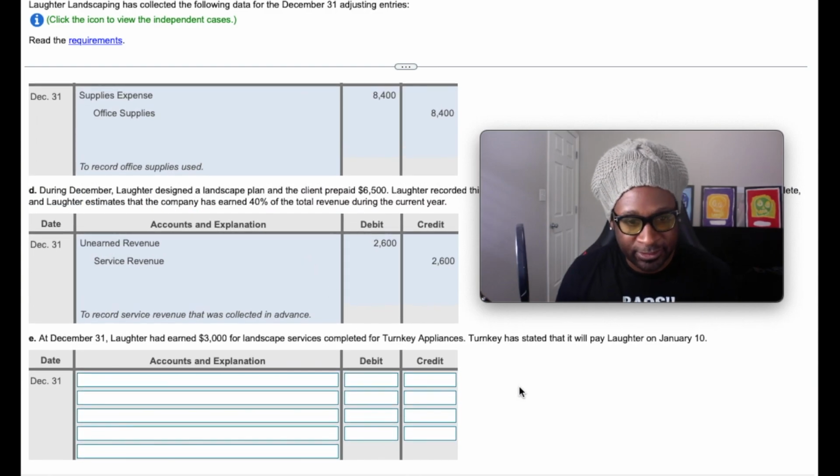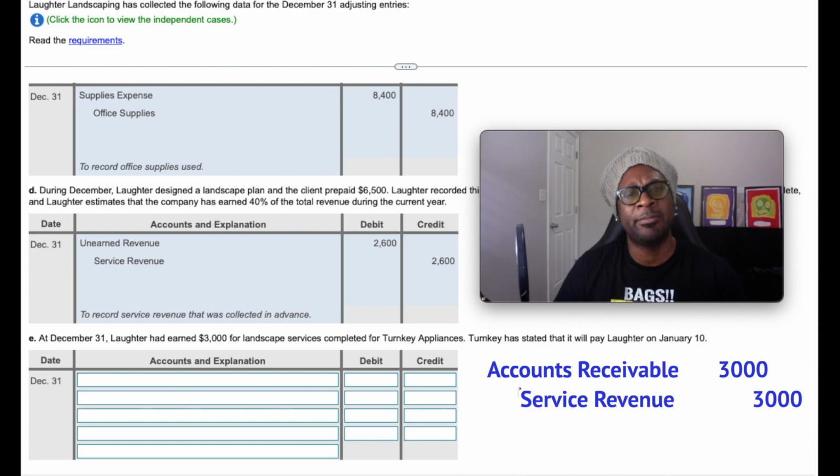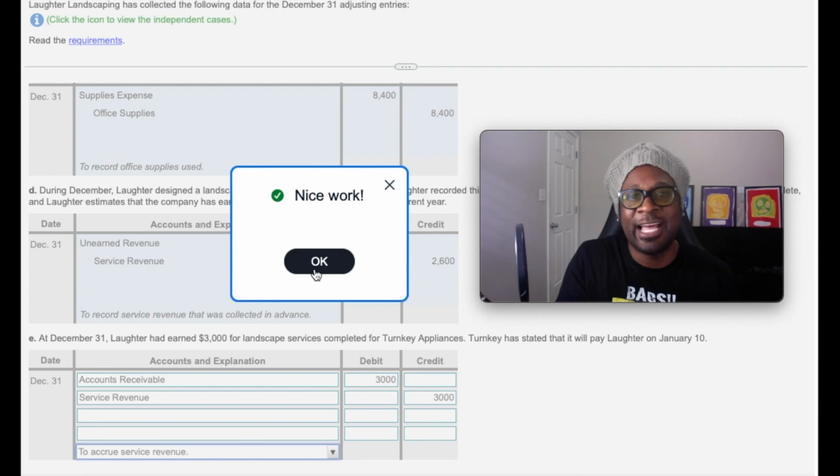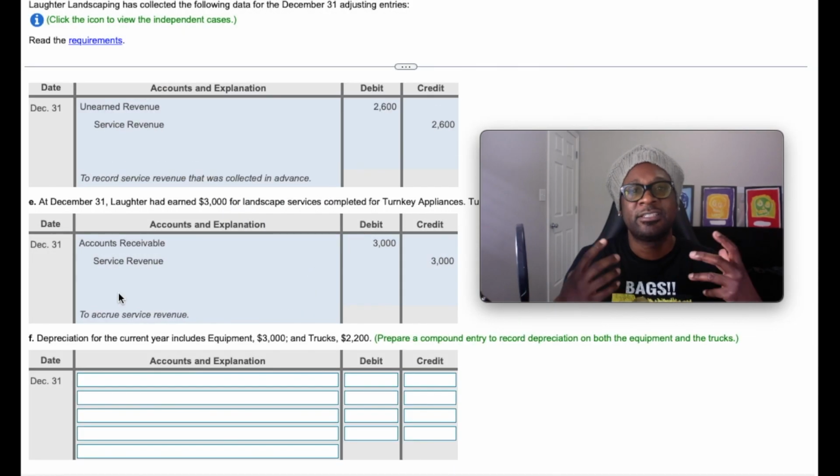At December 31st, Laughter had earned $3,000 for landscape services completed for Turnkey Appliance. Turnkey has stated that they will pay later on January 10th. So, we provided a service, but we didn't get paid yet. What does this constitute? An accrued revenue. How do we know? Because by definition, we know that accrued revenues are revenues that have been earned, but we haven't received the cash. Therefore, we're going to debit accounts receivable and credit the service revenue for the $3,000. Nice work, gang.